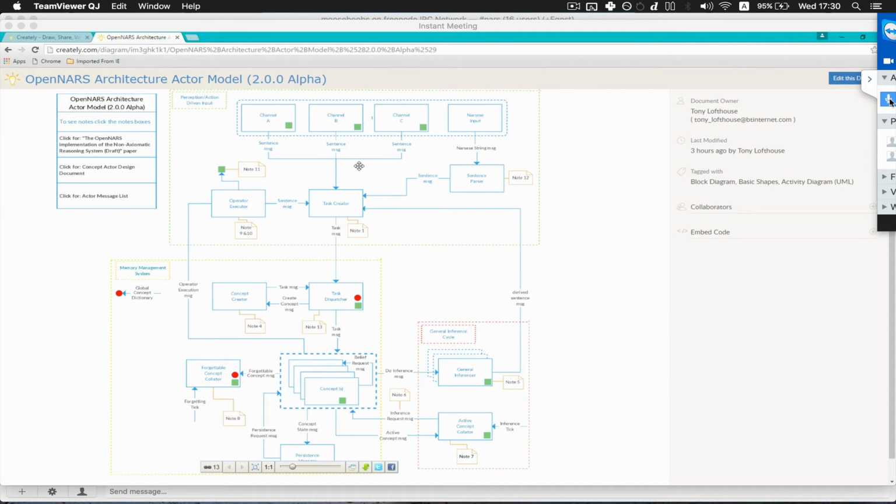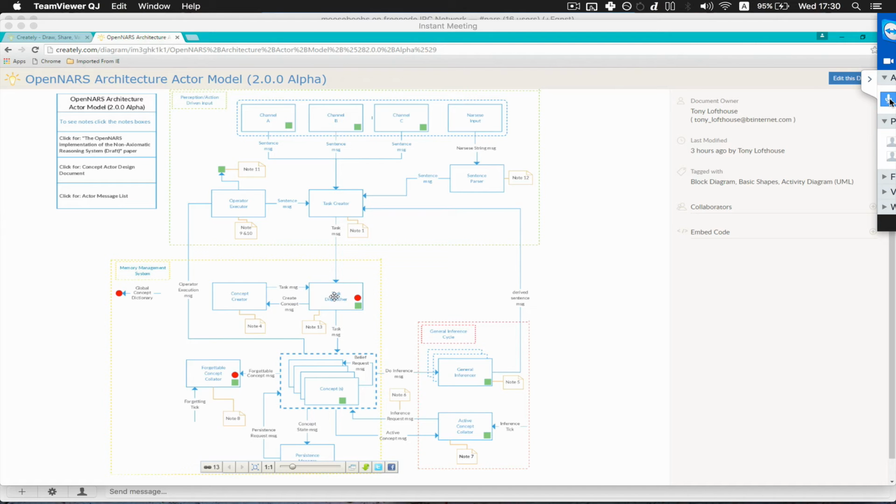Right, so you only ever have to deal with one at a time. So let's say we have an event that occurs in one of the input channels. It's a sentence now as opposed to a task. It goes into the task creator where it gets converted to a task. And what that essentially means, it adds an ID and a time. That goes through the task dispatcher.